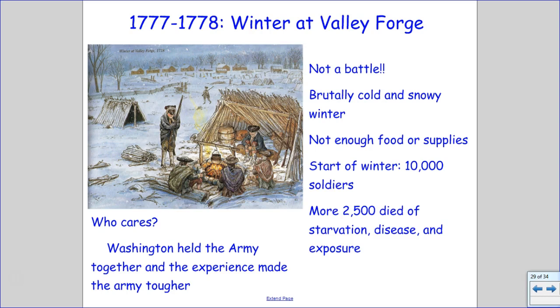Then that winter, 1777, 1778, you'll notice that in history we seem to run across a lot of these really bad winters, right? Remember Jamestown had a couple of runs of bad weather. Winters come up a lot. Why? Because in an age before central heating, the weather was a significant factor to deal with. So in the winter of 1777-78, General Washington's army settled in at Valley Forge, Pennsylvania.